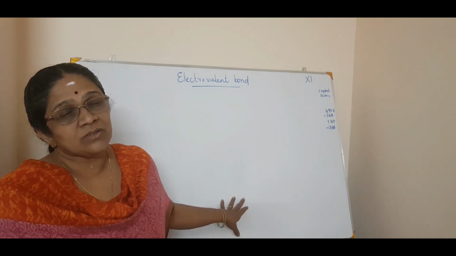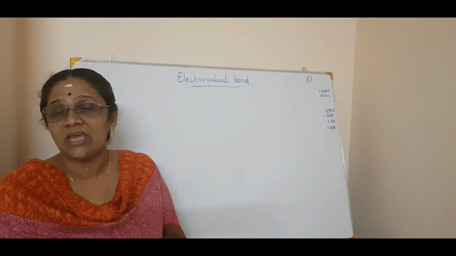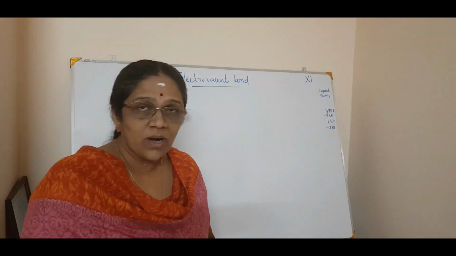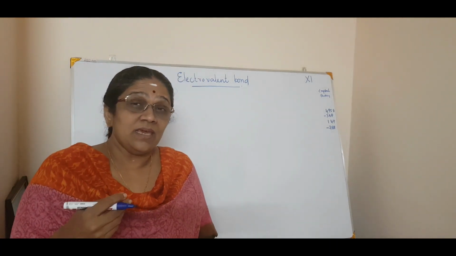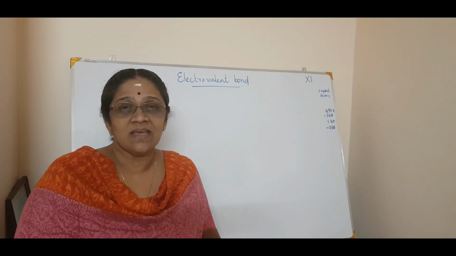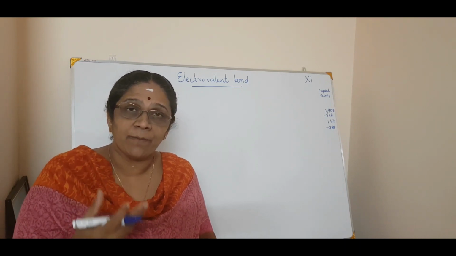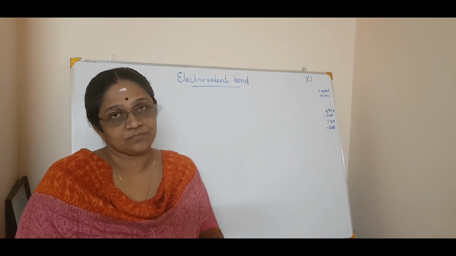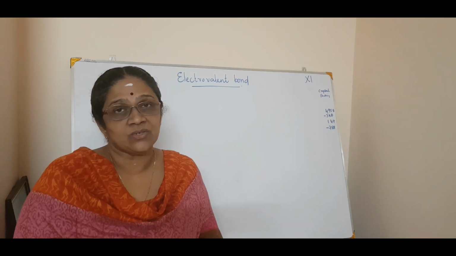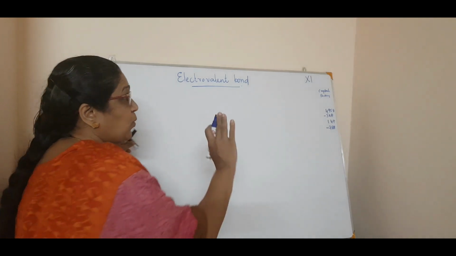Now, the formation of electrovalent bond depends mainly on two things. One is the easiness with which a cation is formed, as well as the easiness with which an anion is formed from its neutral atom. Got it? So for example, we will take a simple example as sodium chloride.